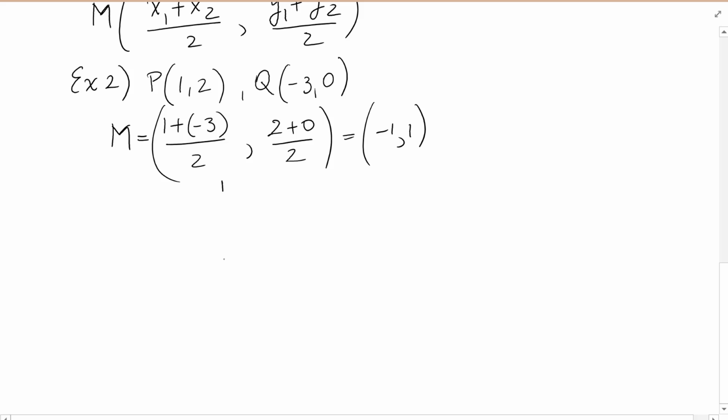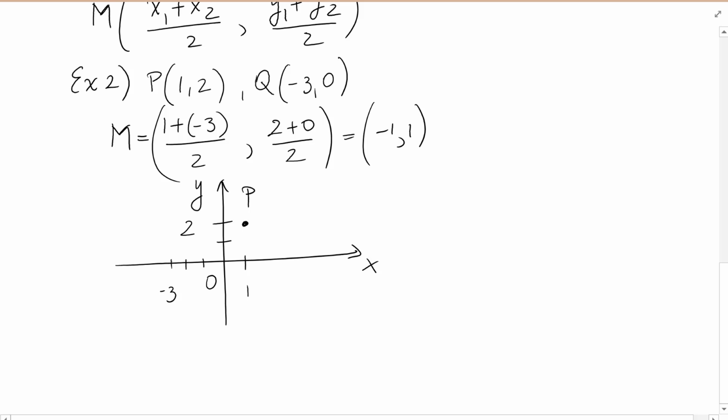Let me just quickly sketch this to see if it makes sense. So x and y axes, 1, 2, this would be P. Q is negative 3, 0. So this is Q. And we got that the middle is at negative 1, 1. Exactly this point. Well, does it make sense? Yes, it does. I'm just going to call it M.